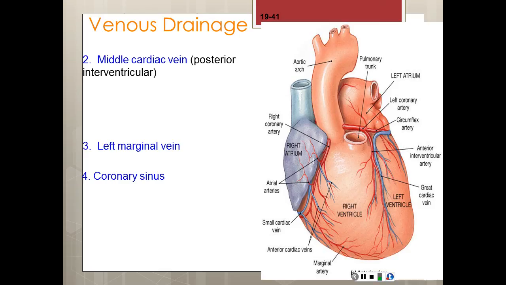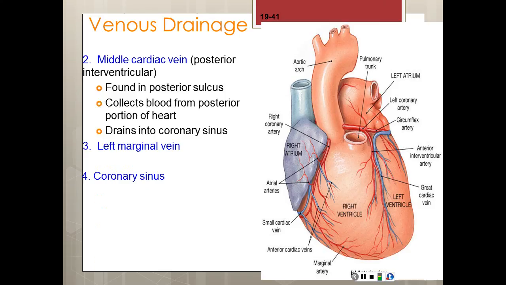The posterior interventricular vein, also called the middle cardiac vein, collects blood from the posterior aspect, which is the back part, and carries it from the apex up to the coronary sinus. So take it up and back into the coronary sinus. Now the left marginal vein travels from a point near the apex up the left margin and also empties into the coronary sinus.